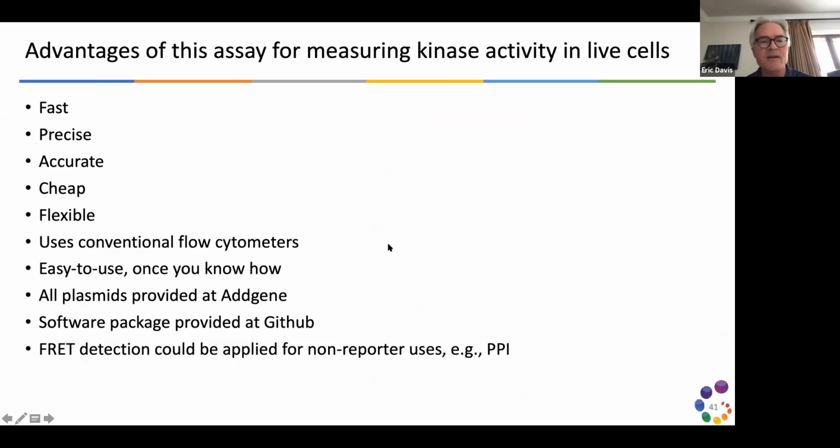So at this point in the presentation, I can say that using flow cytometry with a FRET reporter to measure kinase activity is a very good assay. It's fast, precise, accurate, cheap, flexible. You can measure the activity of different kinases. It can be done with a conventional flow cytometer. It's easy to use once you know how everything's available. And the same principle of FRET detection, in theory, could be used for things other than a reporter assay, like protein-protein interaction.